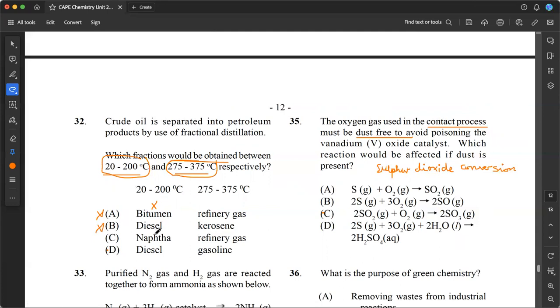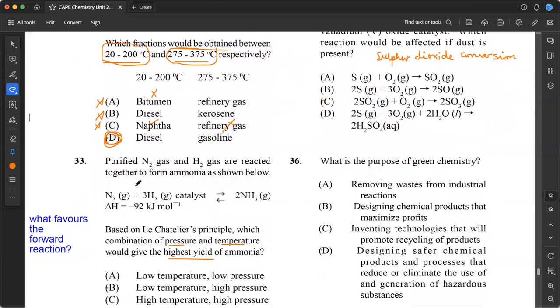Naphtha. Naphtha would be within this region, so that would be correct, but the refinery gas wouldn't be at this high temperature. So this part is incorrect for this pair. And so it's not C, and so that leaves us with D. Okay? So our answer for 32 is D, and that's really just matching temperatures to fractions from crude oil's fractional distillation. So 32 is D. So moving along now to 33.